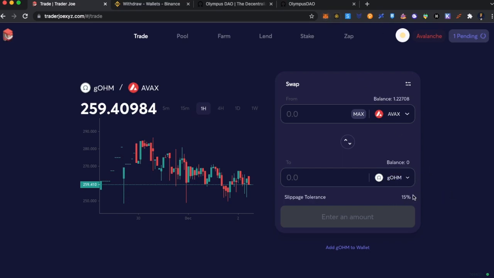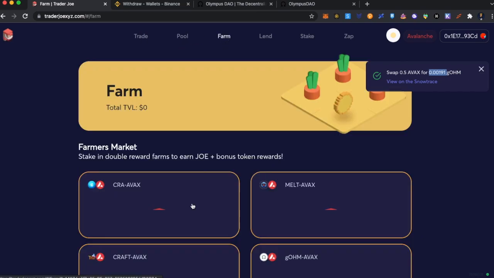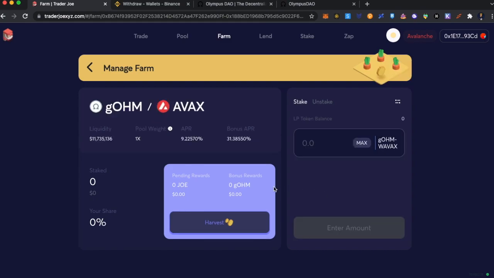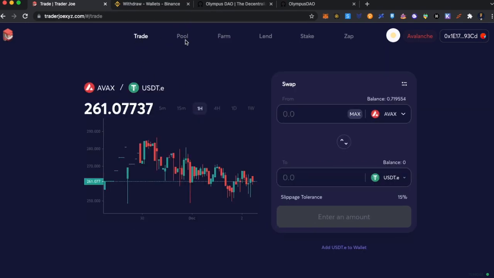It doesn't matter. Over time, as I said, the value that you can see on gOHM would be constant, but the intrinsic value of gOHM will keep on increasing over time. I have got 0.00191 gOHM now, and let's see the farming opportunity. I just saw one. We've got a gOHM and AVAX farming opportunity here. I've got to provide liquidity for this, and figure out where the liquidity pool is.